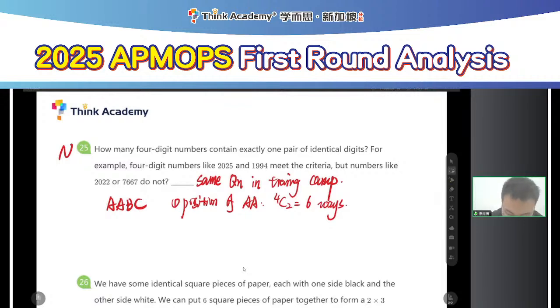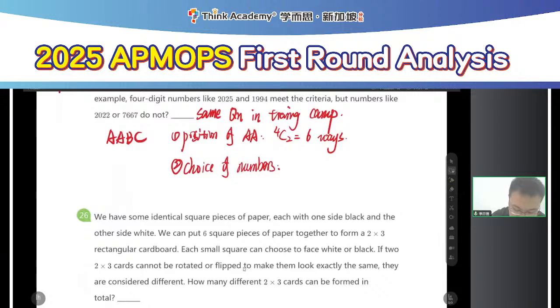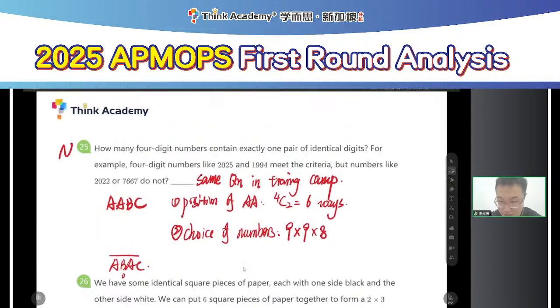And after that, the choice of numbers. So now we assume that it is, for example, A, B, A, C or something like this. So now we have 3 numbers to choose. The first number cannot be 0, so it has 9 ways. The second number also has 9 ways. It's different from the first one, but it can be 0. And the third number has 8 ways. So it's 9 times 9 times 8.